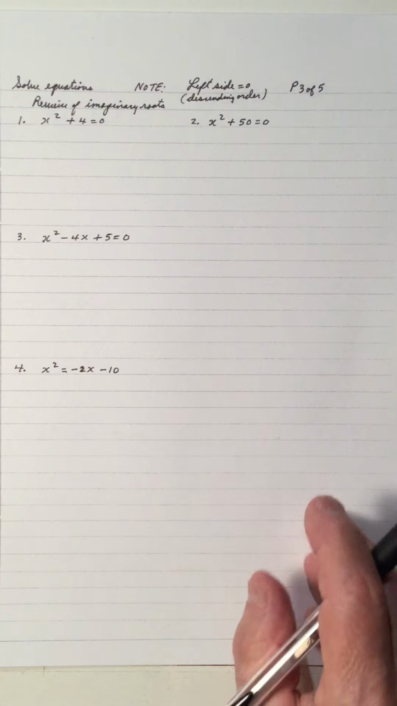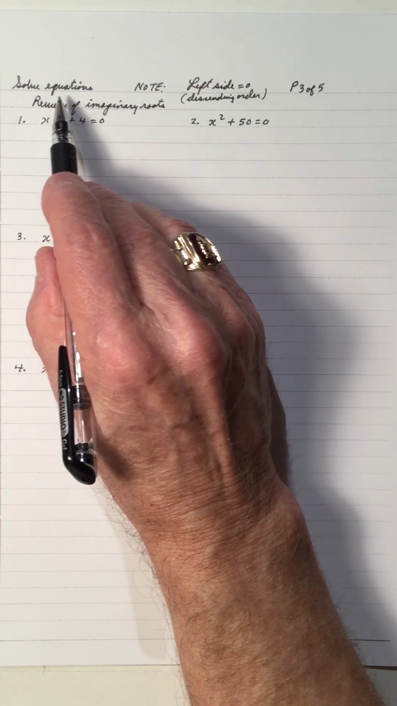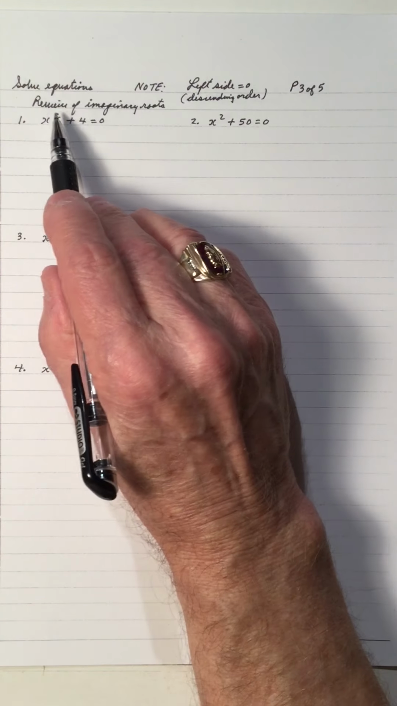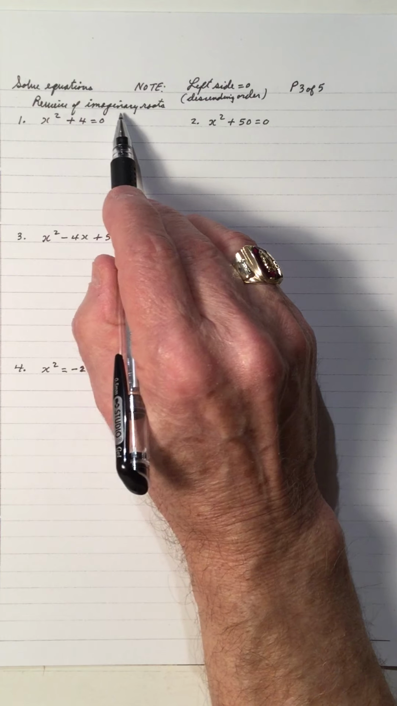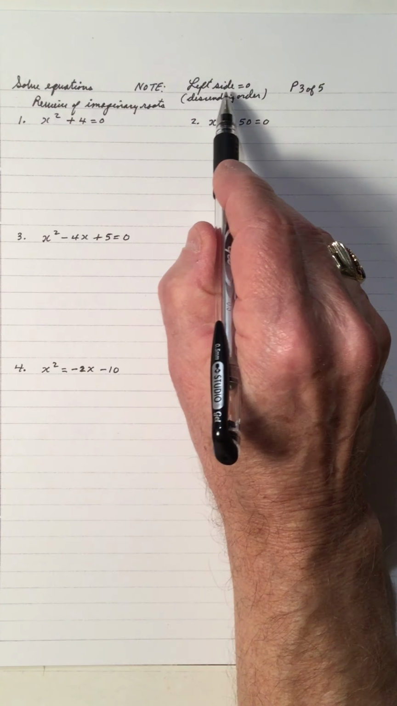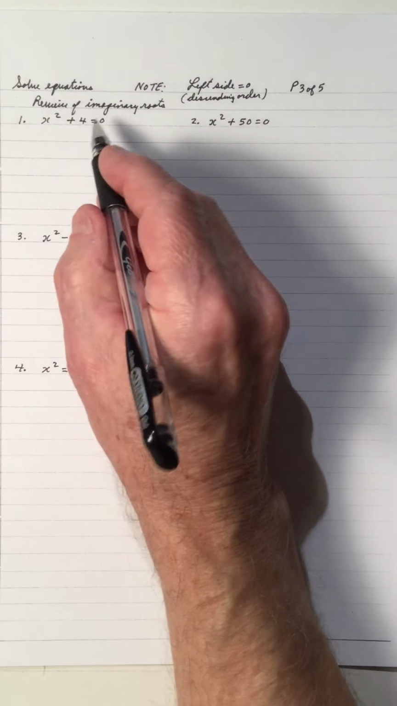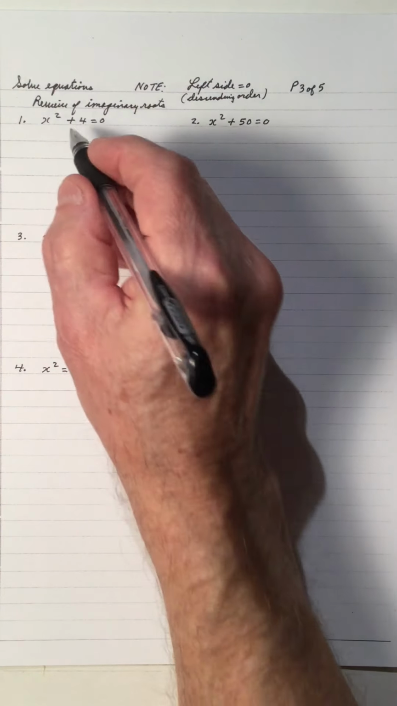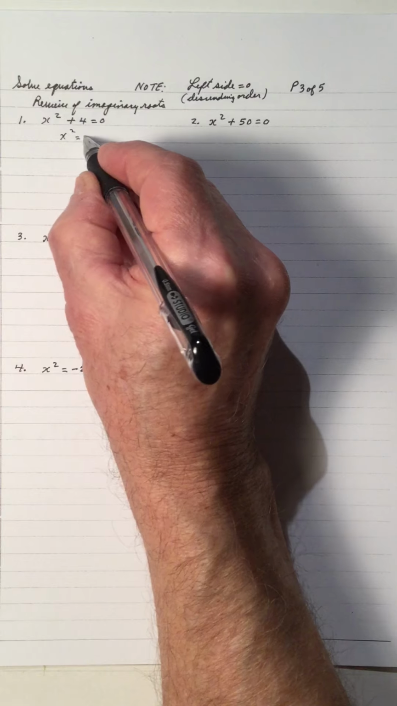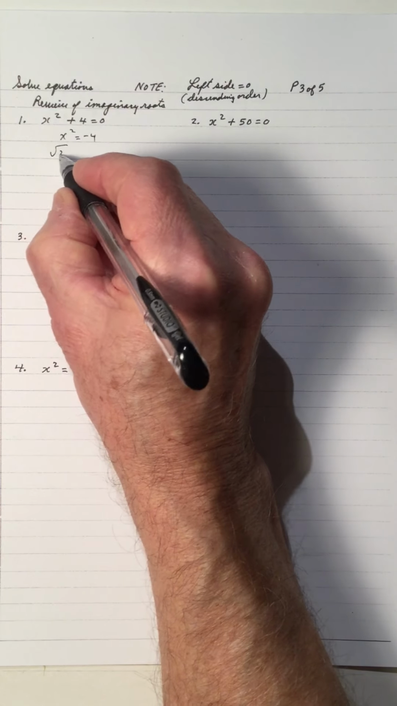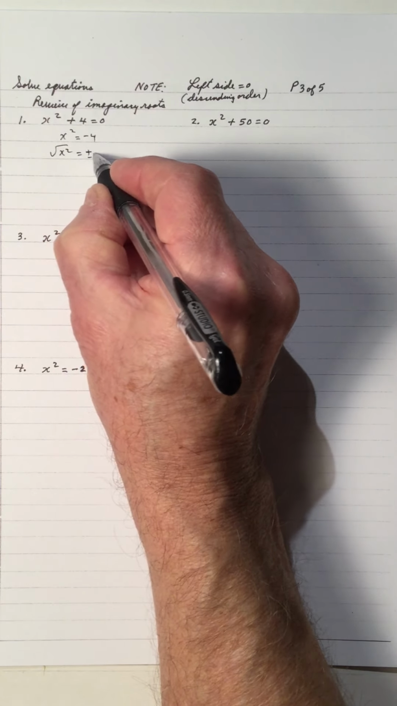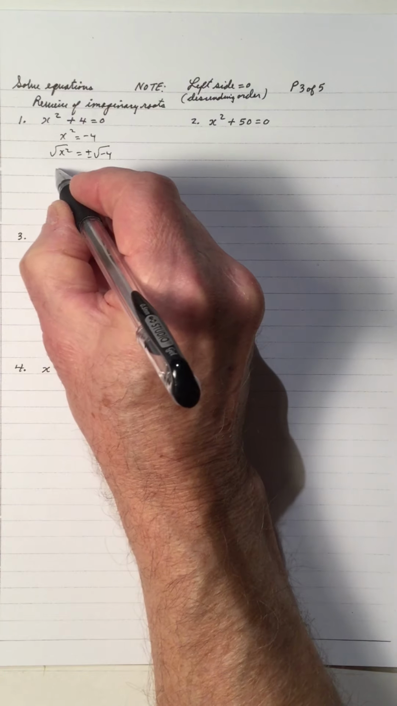And let's review now. Again, we're going to solve equations, but this time we're looking at imaginary roots. And again, the left side is equal to 0, and the left side is in descending order. Again, the review of imaginary roots. So x squared equals negative 4. Square root of x squared equals plus or minus the square root of negative 4.